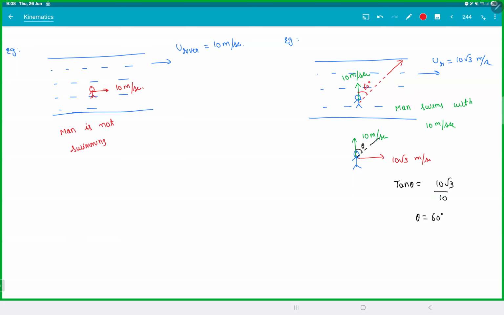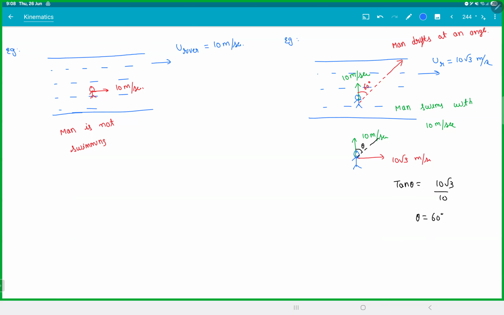Is that making sense, everyone? This is what a river does. If you try to swim straight, the river will drag you horizontally with 10√3. So whatever effort you have, the river will give an additional velocity. So man drifts at an angle. Even though you're trying to go straight, you drift at an angle. Is that clear, everyone? All clear? What does the river do? Whatever is your velocity, the river will give you additional u horizontally. That's it. That's what a river does. Any doubts on this logic here?